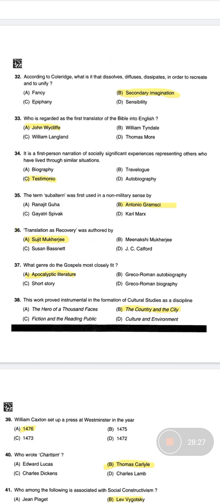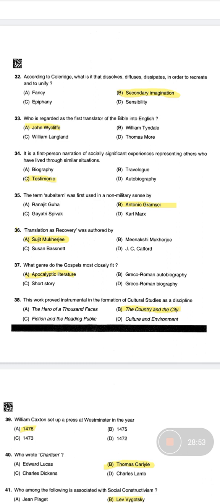It is a first-person narration of socially significant experience representing others who have lived through similar situations. So it means you are expressing. See, if you are also a person going through the same experience, representing those who have lived through a similar situation, it is a testimonial.